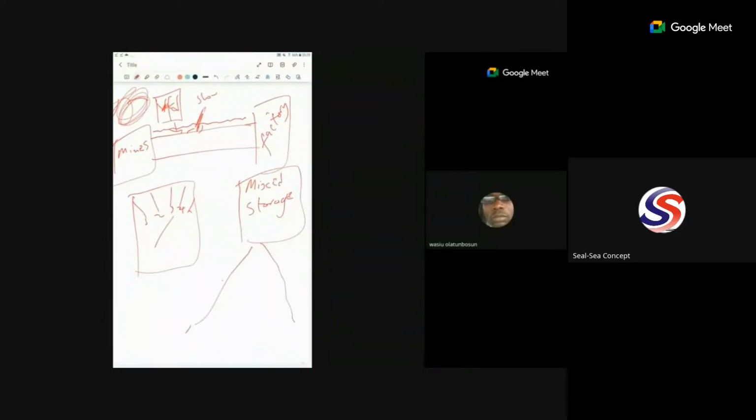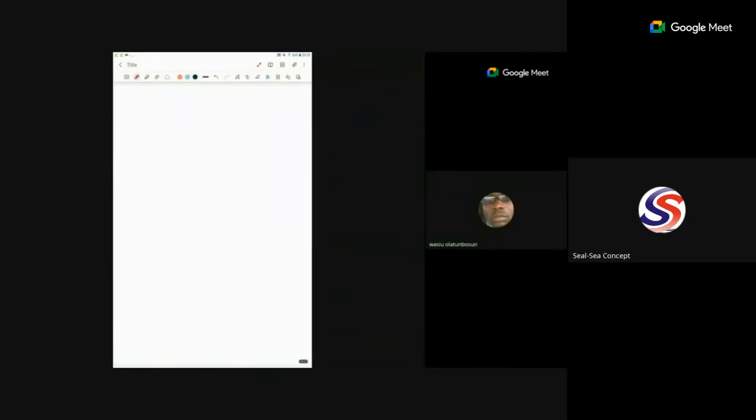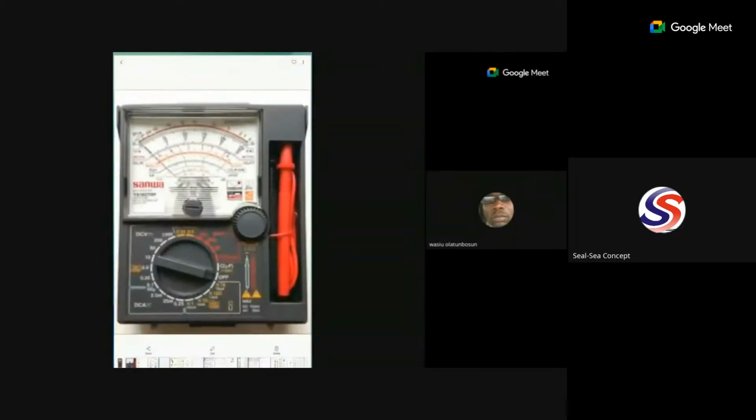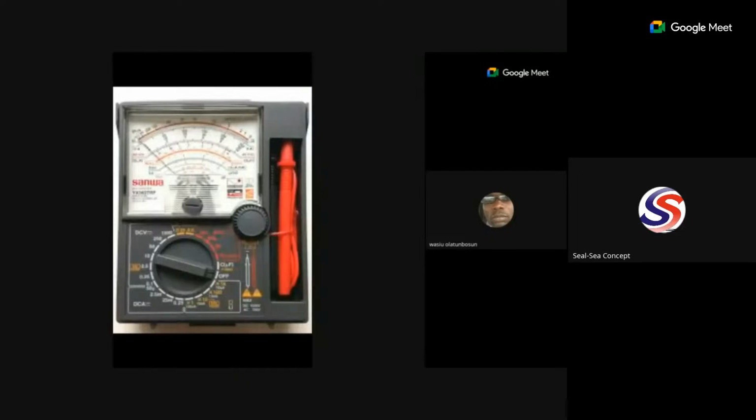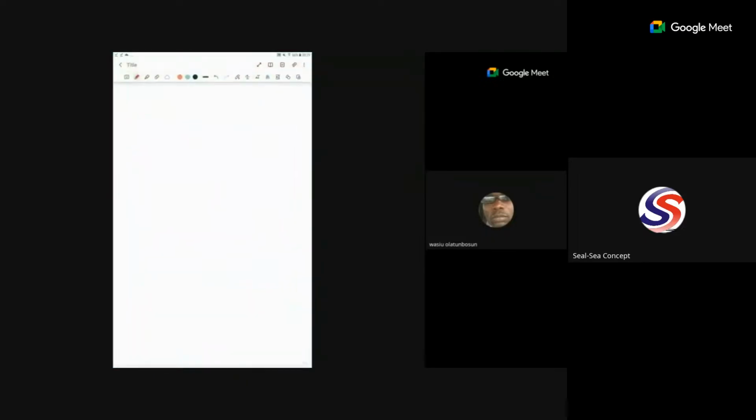Let me use my whiteboard. So as you can see, you have your probes. Your probes are what you use to touch what you want to test. Let's say, for instance, there is a connection here, live, and this is neutral. So we want to know the voltage that is in this machine. This is a machine.